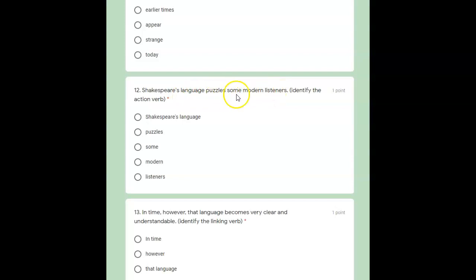No. Is language and modern listeners describing each other? No. So just the verb is not a linking verb. It's an action verb. It's what we need. Puzzles. Okay? And that is how you do 10.4.